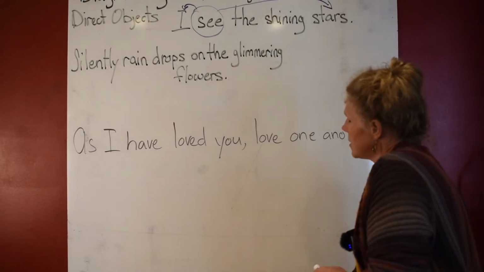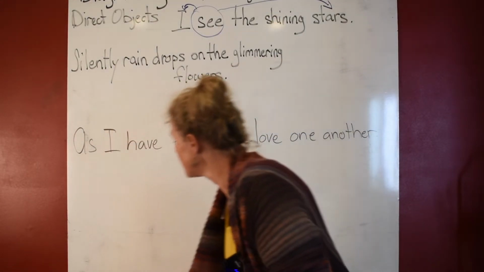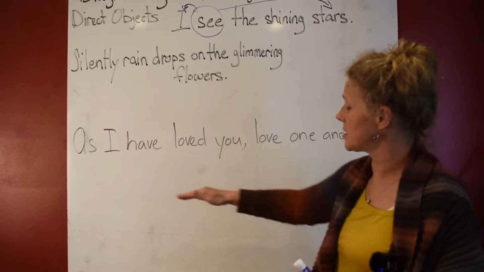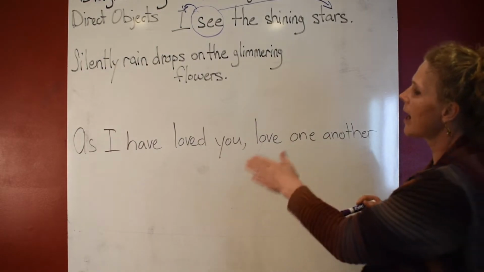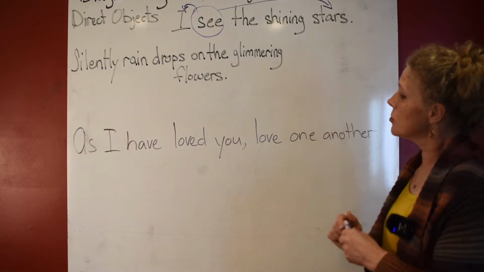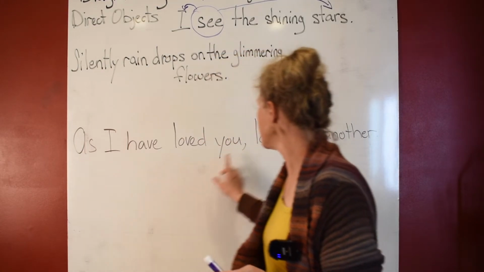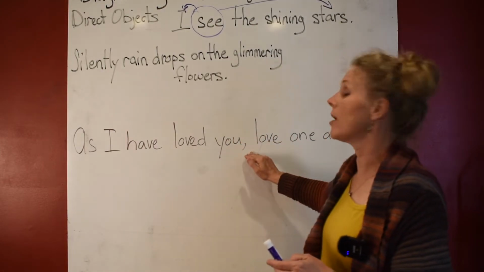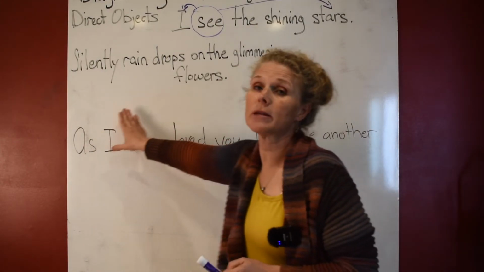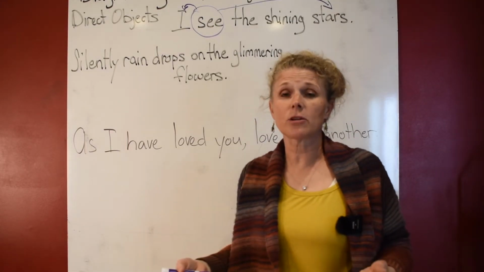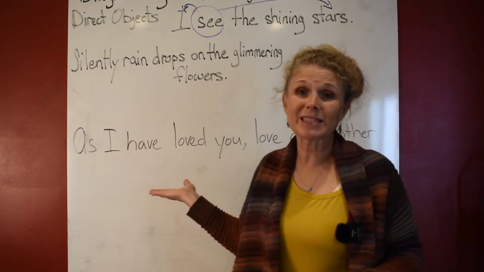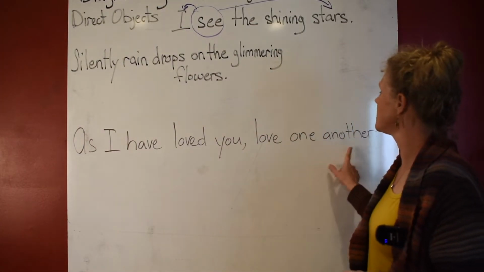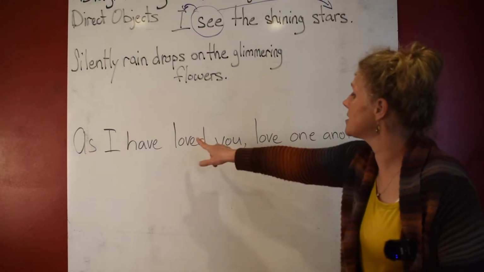Now, this one is a really fun sentence that lots of you know. This is what Jesus said: As I have loved you, love one another. Now look at this word, as, and this comma right here. This indicates that something else is coming. As I have loved you. See, this is a dependent clause because it can't stand alone. As I've loved you what? So you need this independent sentence to make this sentence make sense.